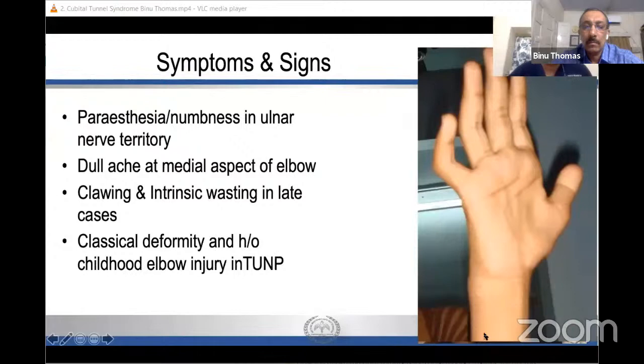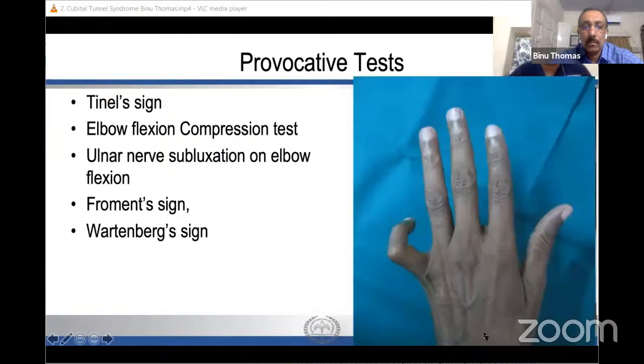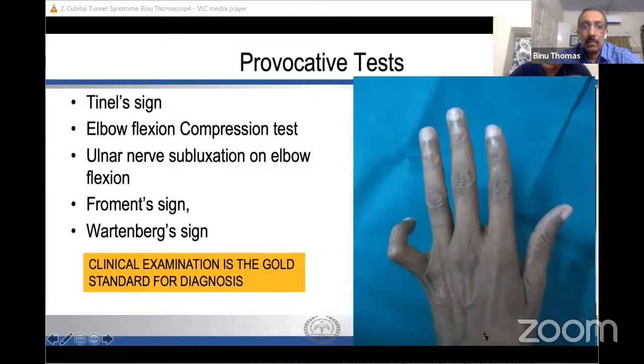A number of provocative tests help in the diagnosis, such as Tinel sign when you tap over the ulnar nerve, and the elbow flexion compression test, where compression of the nerve at the elbow with the elbow in flexion produces the classical symptoms. You also must test whether the ulnar nerve is subluxing on flexing and extending the joint. The other classic tests for ulnar nerve palsy, the Froment sign and the Wartenberg sign, are also positive in later stages. Clinical examination is the gold standard for diagnosis and not any other investigations.